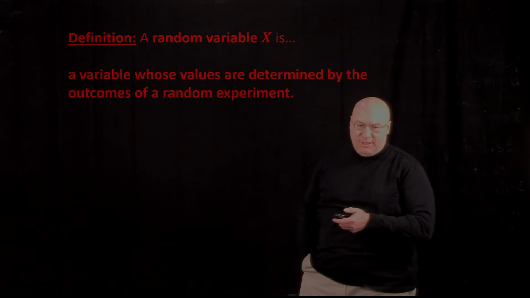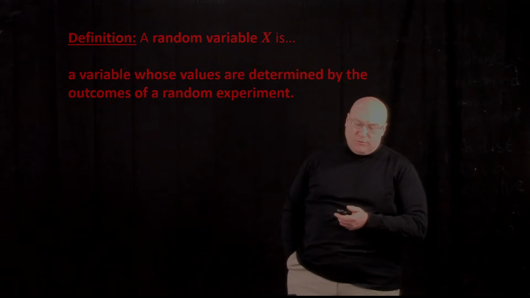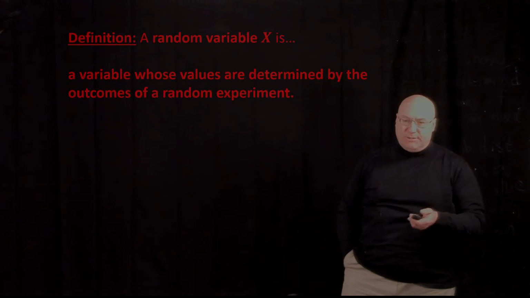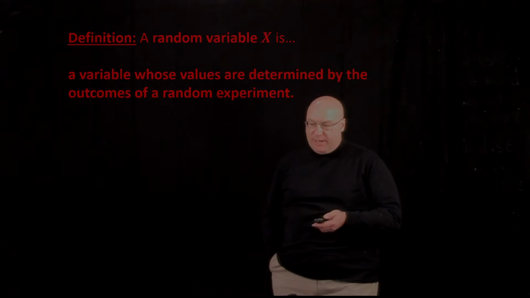Right, you should have your notes for lecture 18, random variables. All right, definition: a random variable, hereafter just RV, X is a variable whose values are determined by the outcomes of a random experiment. So it's a random experiment, it's a random variable.